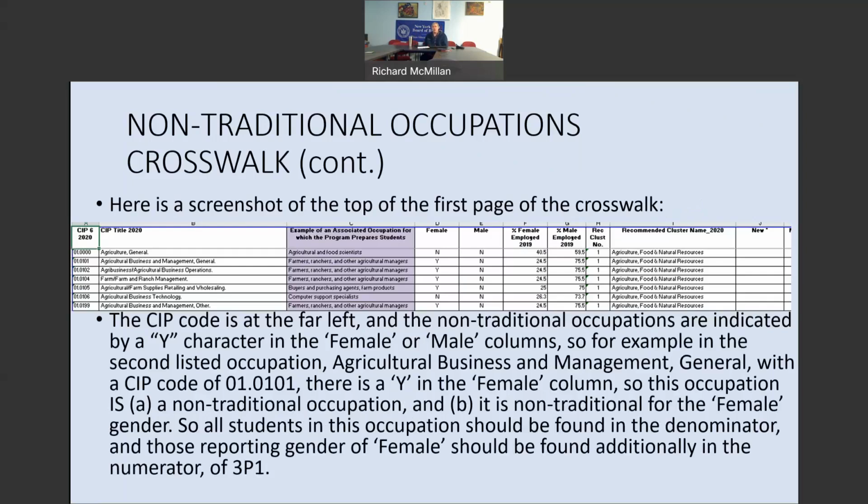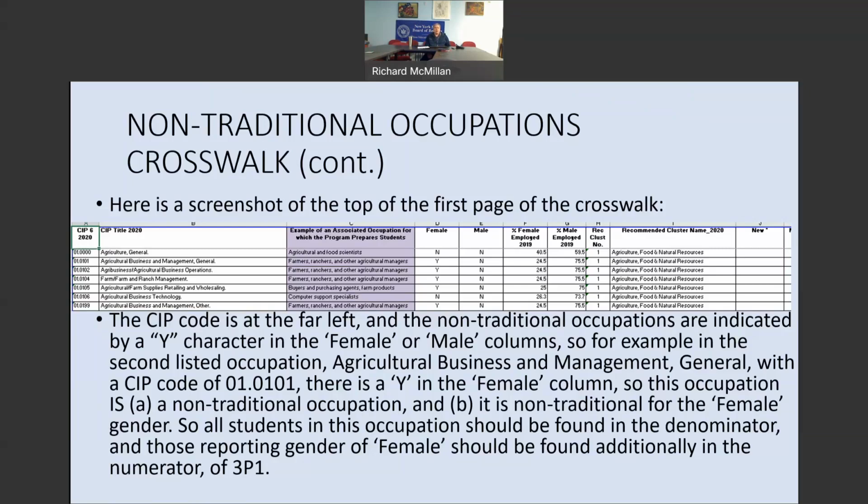Here's a screenshot of the top of the first page of the non-traditional crosswalk, and you'll note at the far left, the zip code is located. This is the zip code that you will match with the zip code of your programs. And the non-traditional occupations are indicated by a Y character in either the female or male columns. And you'll note there will never be a Y in both columns. The Y will only be in one column or the other.